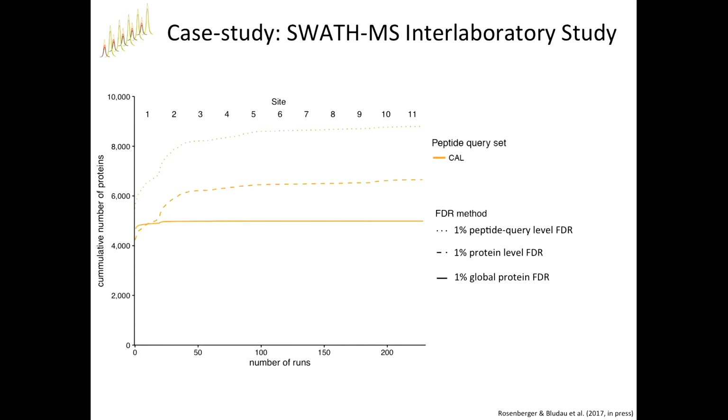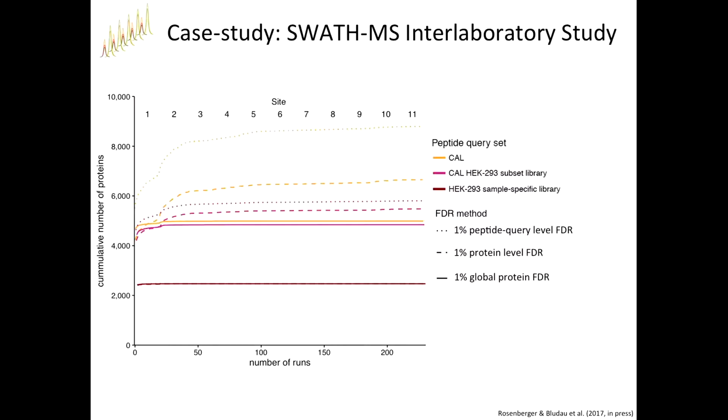And it's now very interesting to compare this to the 2 other libraries. So here in pink are the data points for the HEK subset library, and you can see that there's a much smaller difference between the different error control strategies, but you can still see accumulation of targets or false targets with increasing data set size. And if you use the sample-specific library, it basically doesn't matter what kind of error control you do, because all of your targets are anyway detected in your sample, and you have no problems with error accumulation whatsoever.